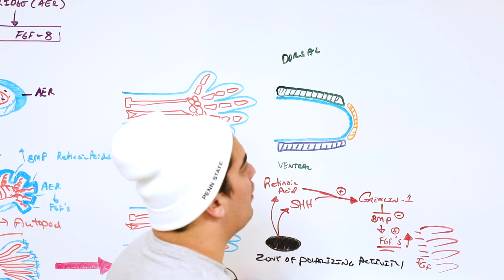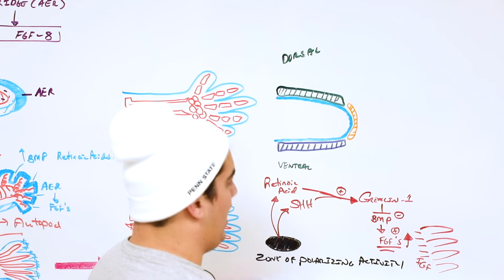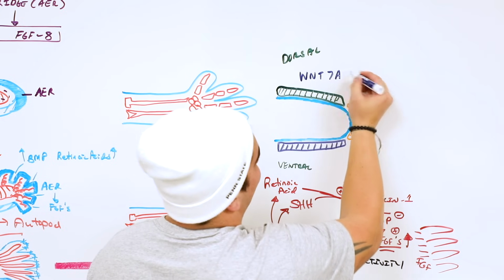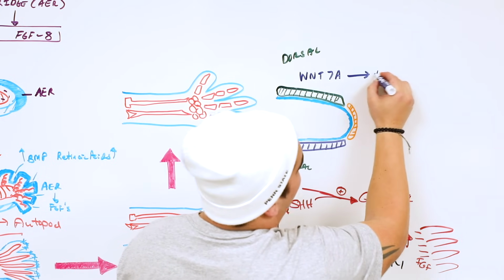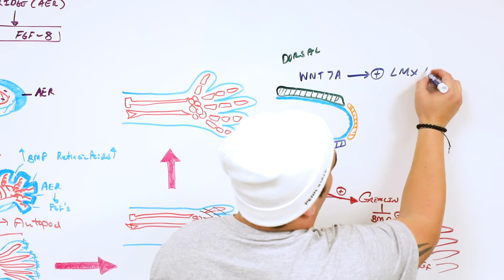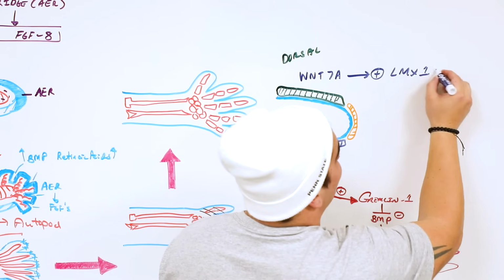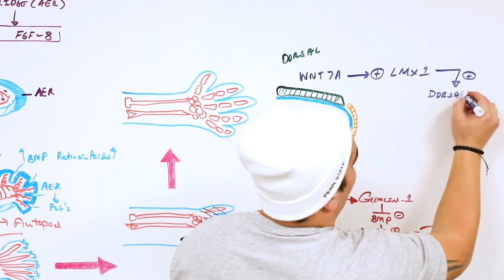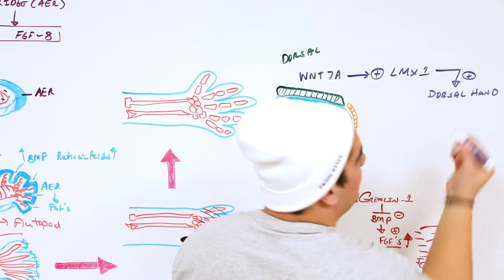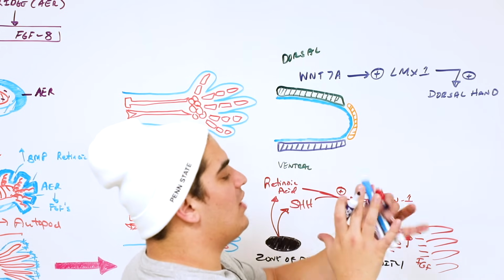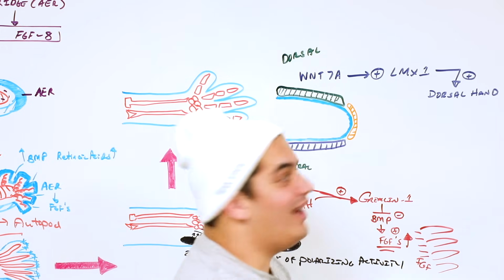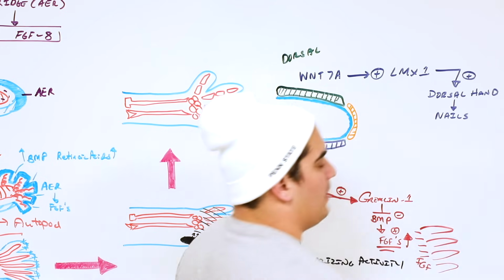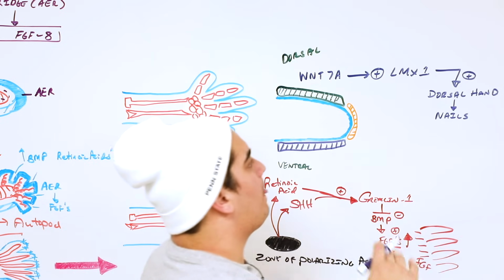All right, so what are the genes for the dorsal aspect of the hand? That's going to be the Wnt7a genes. And these Wnt7as will induce the activation of what's called LMX1. And the LMX1, guess what it's going to do? It's going to lead to stimulating the dorsal hand growth in a specific type of way. What way can we distinguish the dorsal aspect of the hand from the ventral? The nails, right? So it's going to lead to the particular growth of the nails and other aspects of how the dorsal aspect of the hand is grown.